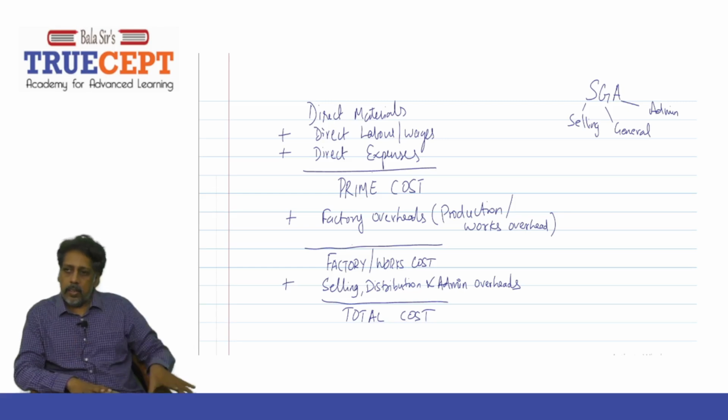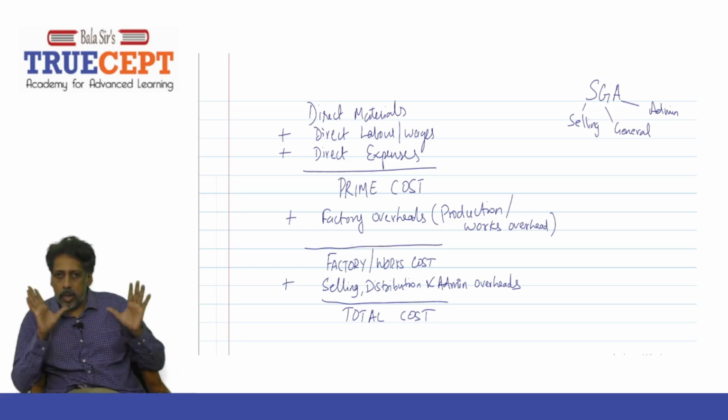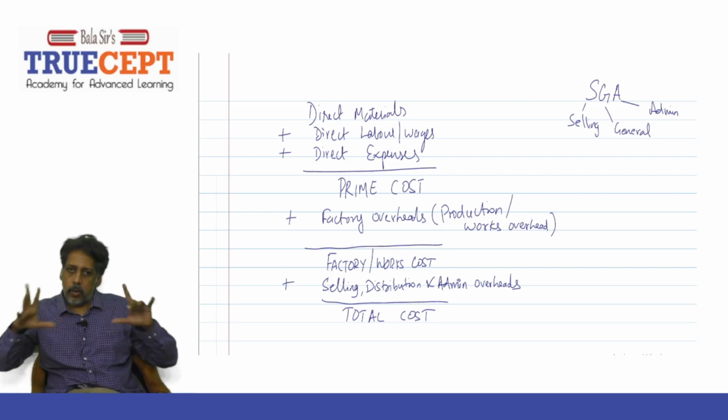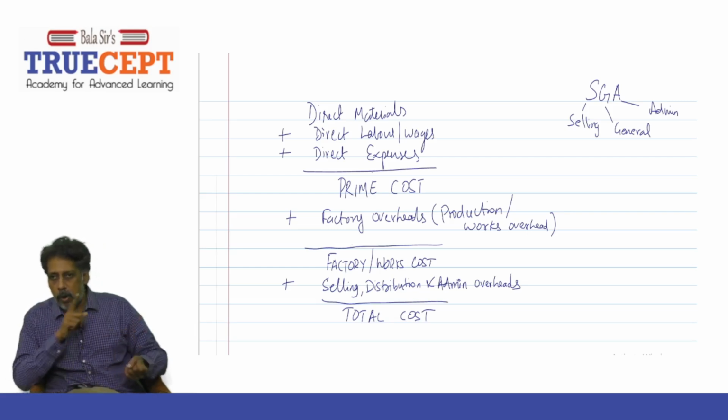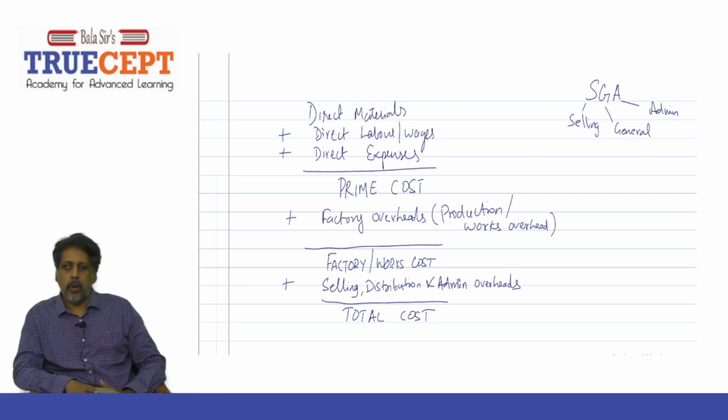So if you add this to your factory cost, what do you get? Total cost. You just have to know this. These are the three terms you have to know. What is the meaning of prime cost? And then the meaning of factory cost or works cost, number 2. And number 3, the total cost. Is that clear? Yes. Okay.